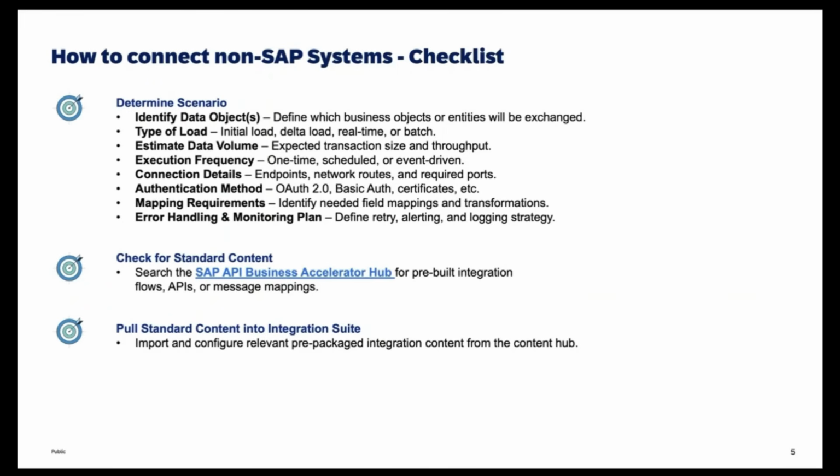Checking the standard content usually goes without saying, but is not done enough. The API Business Accelerator Hub has quite a few options for you to search. There are also different ways to search, and depending on how well you already know the scenario that you're going to build, it might be a different way of searching through the available content. This is also something we will see in the system later on.